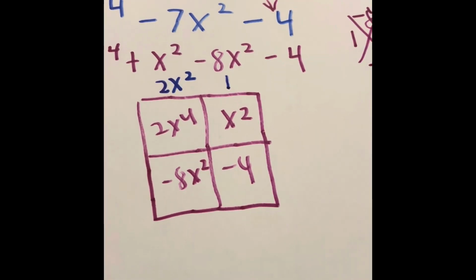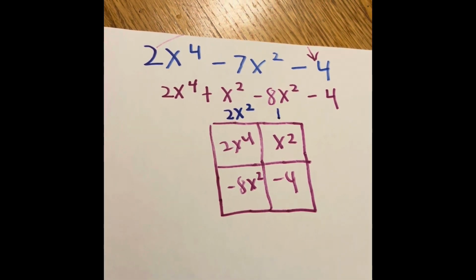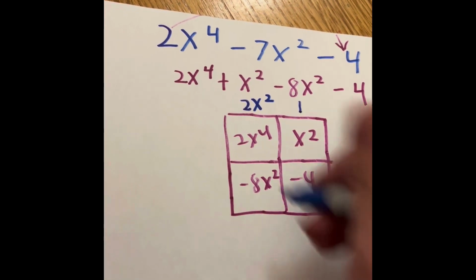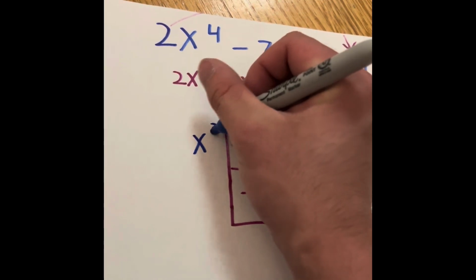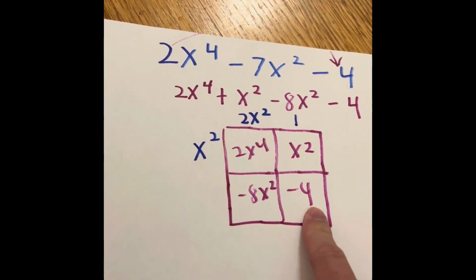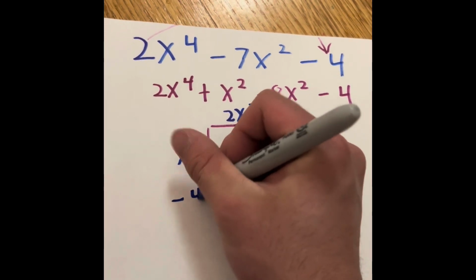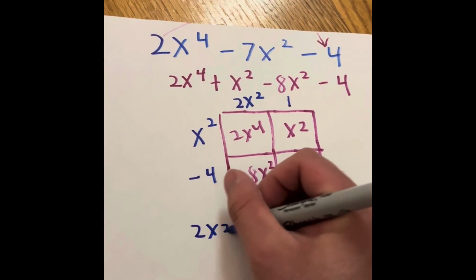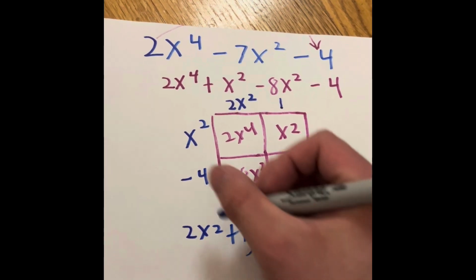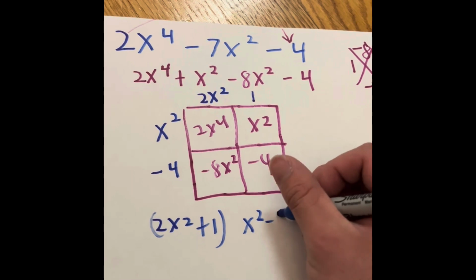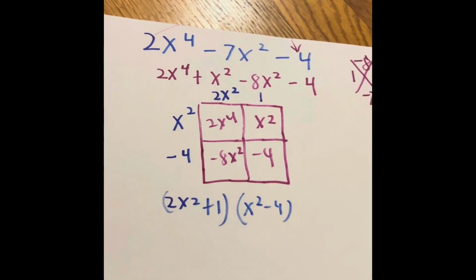So we start on the top, and let's see what the bottom does. 2x to the power of 4 and x squared, we get x to the power of 2. And for negative 8x squared and negative 4, we get negative 4, because of the same reason that happened up there. So 2x squared plus 1 is one of them, and x squared minus 4 is the other.